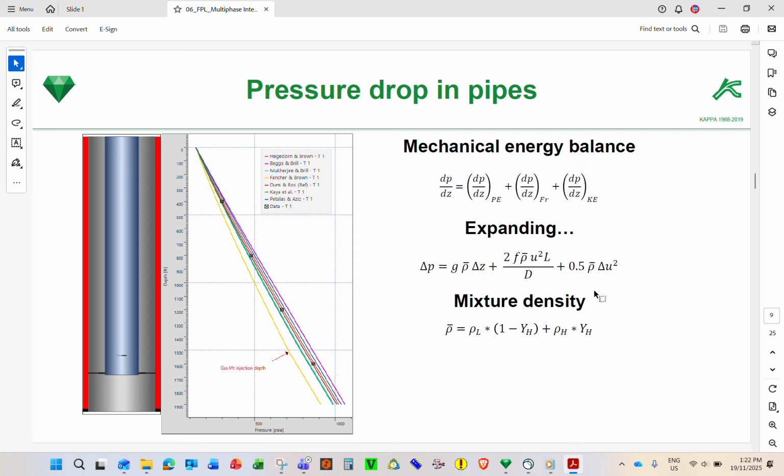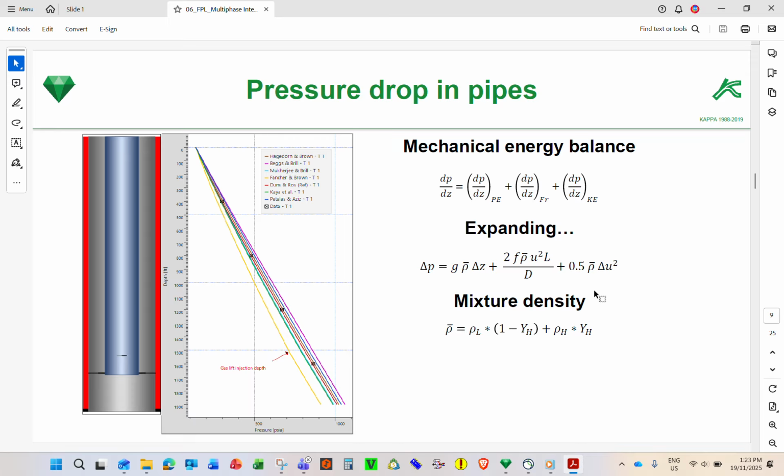Okay, this is just energy balance: potential, friction, and kinetic energy. It's the same as the dP/dZ that we have, but with dP/dZ as the variable, delta P over delta Z. Nodal analysis is done per nodal or per segment. So delta P is potential energy, friction, and kinetic.